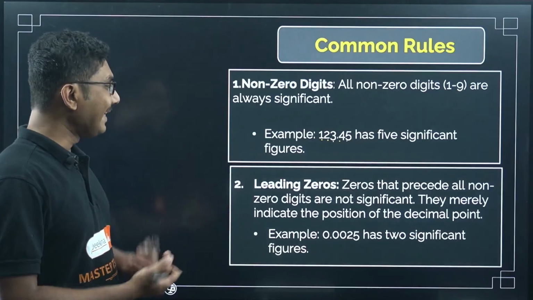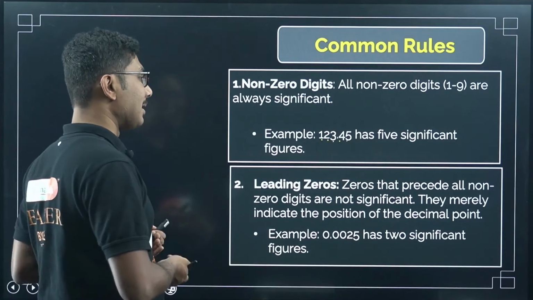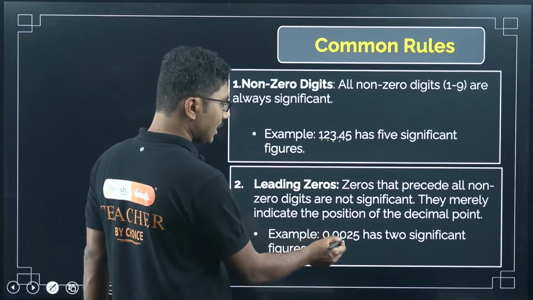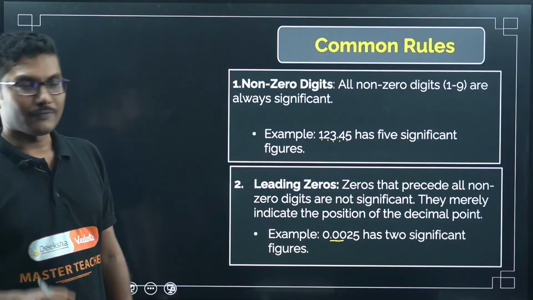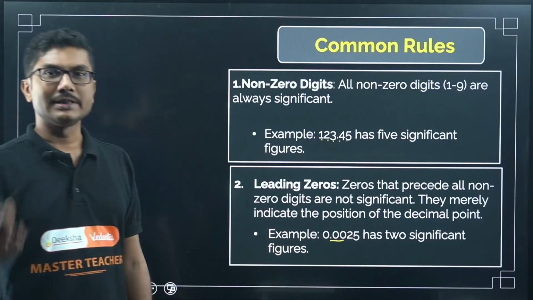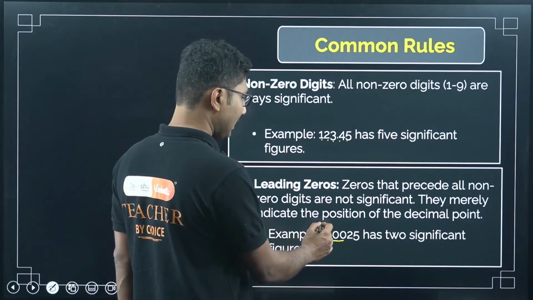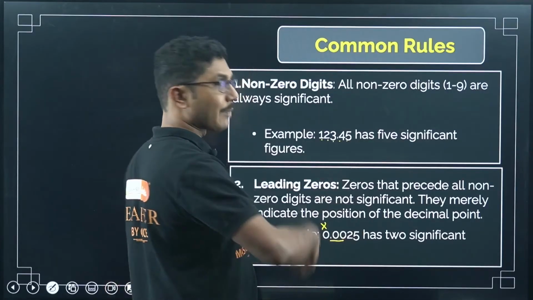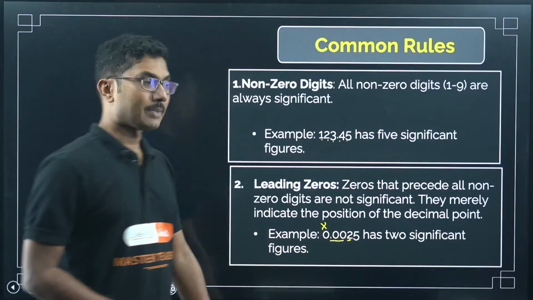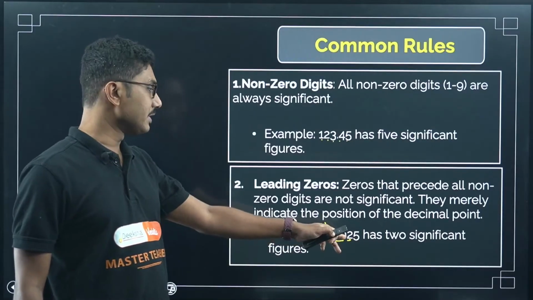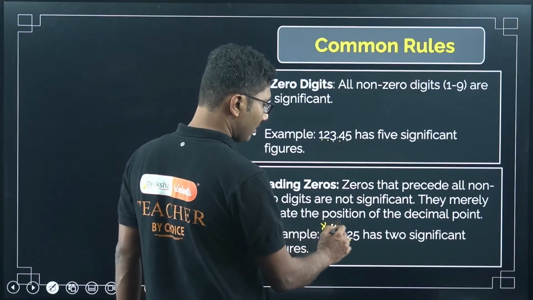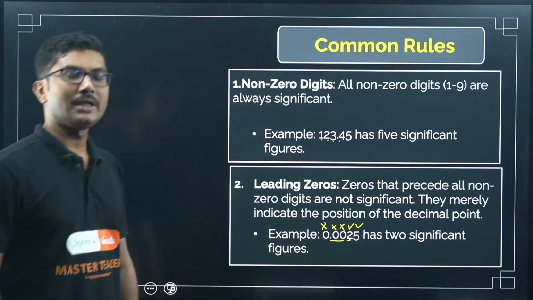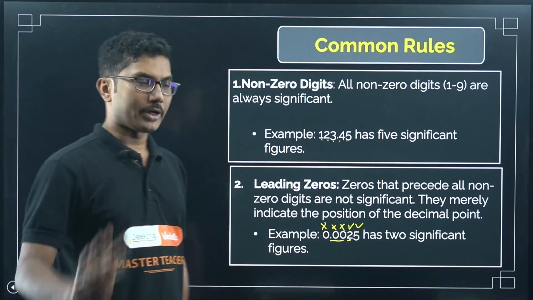Now leading zeros. If you are writing a decimal number less than 1, then all the zeros which are before the actual first non-zero digit are not significant. This zero is never significant, this zero is never significant, because these two zeros appear before the first non-zero digit, which is 2. So we will not consider these two zeros as significant. Here only 2 and 5 are significant. So the number of significant figures in this case is 2. Very, very important.